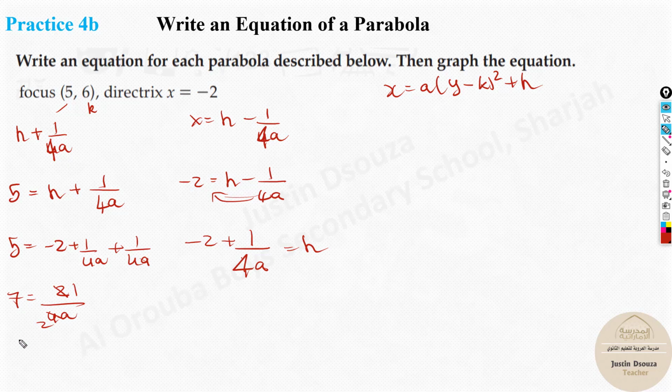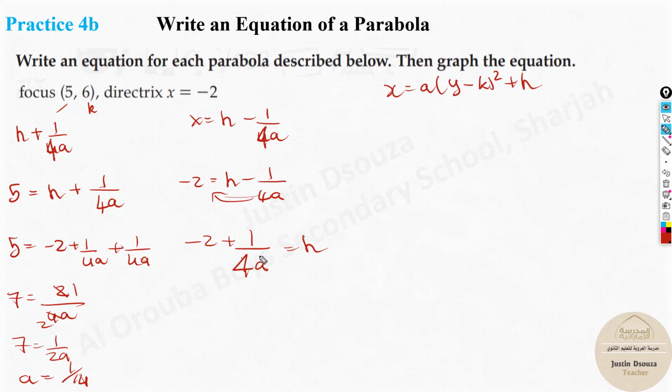2 to the other side. It will be 7 is equal to 1 by 2a. Sorry, 2 over here, a to the other side and 7 here. It will be a is equal to 1 by 14. 7 twos are 14, so the a value is found out. Now you can substitute back over here and solve the h value easily.